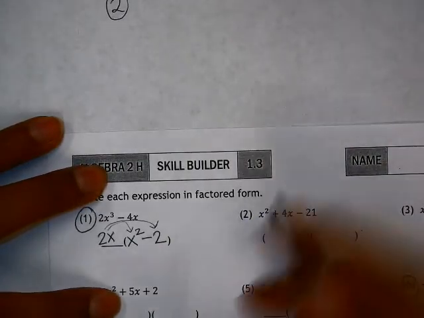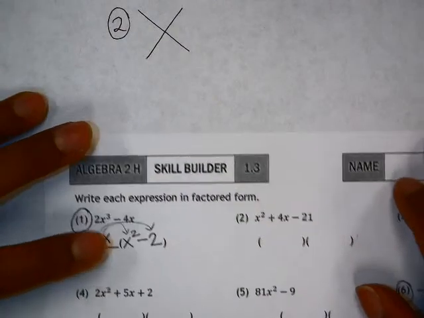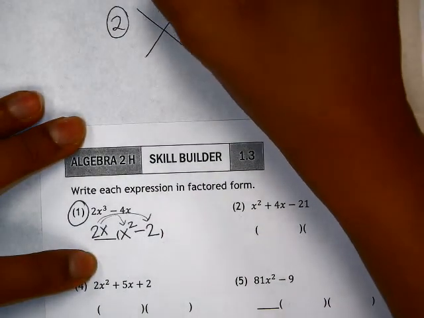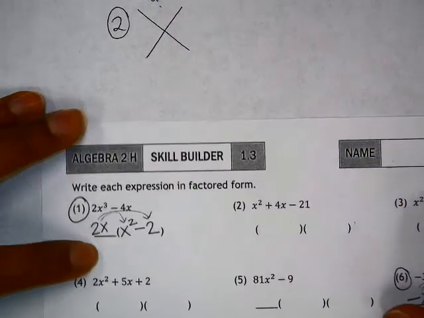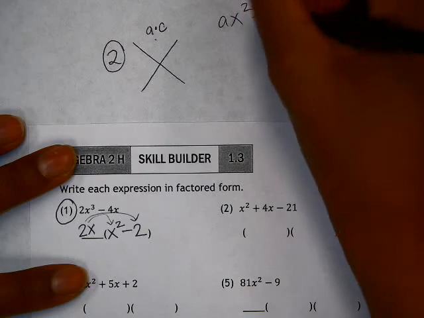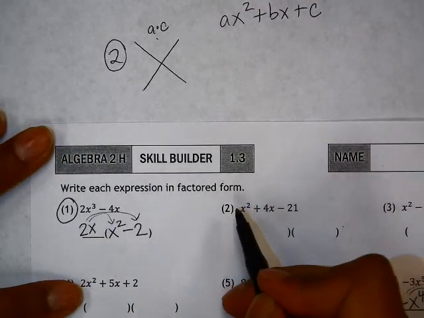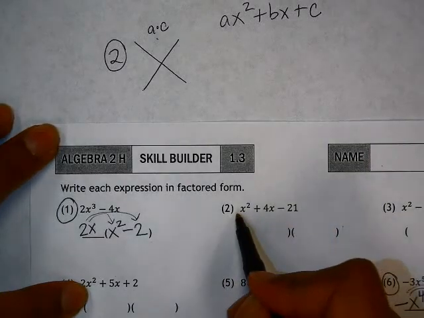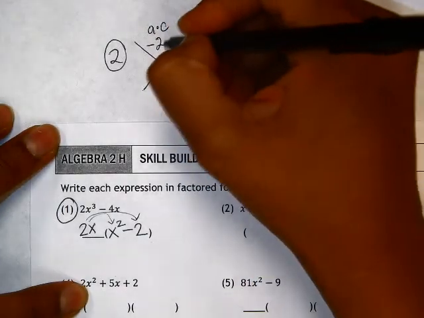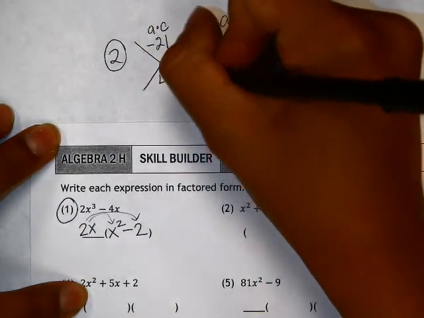When you're given the trinomial, we're going to start with an x, and on the top of the x, we're going to put the a times the c value. That's given an expression ax squared plus bx plus c. So in this quadratic, a is equal to 1, c is equal to negative 21. Multiplying those, you get negative 21. And the b value in this quadratic is 4.